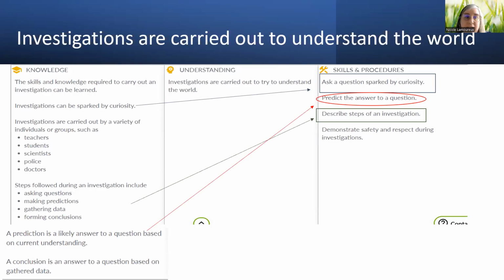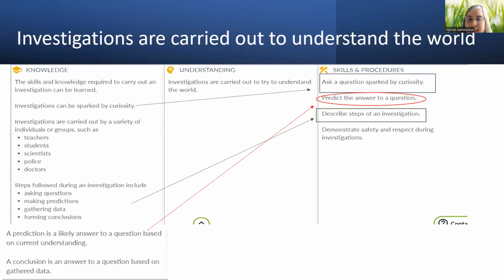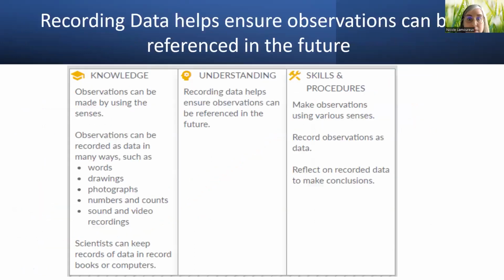Describe the steps of the investigation. We saw that in your learning outcome. Well, what steps? Here are the focus for grade 1: asking questions, making predictions, gathering data, and forming conclusions. And what's a conclusion? It's an answer to a question. So if we go back quickly, demonstrate safety and respect for an investigation. That's an example where I would teach that and maybe do a checklist, but I'm not going to overly stress on that for a formative assessment. That would be an example of what maybe you may not need to assess.